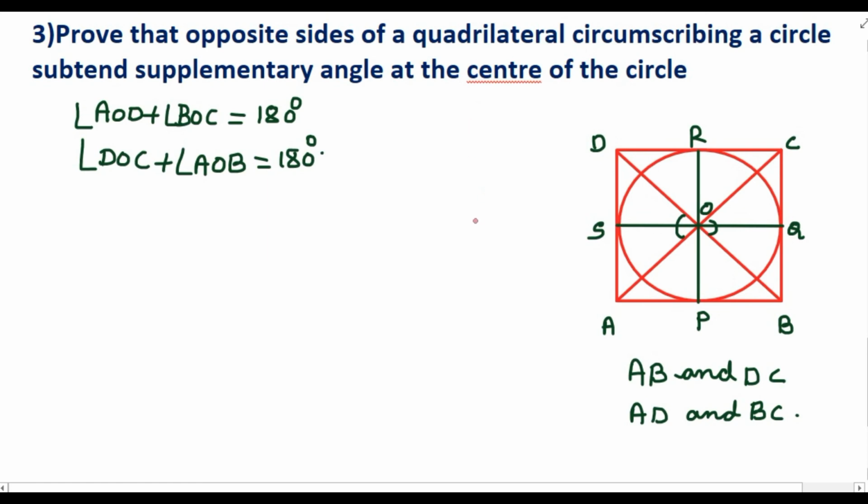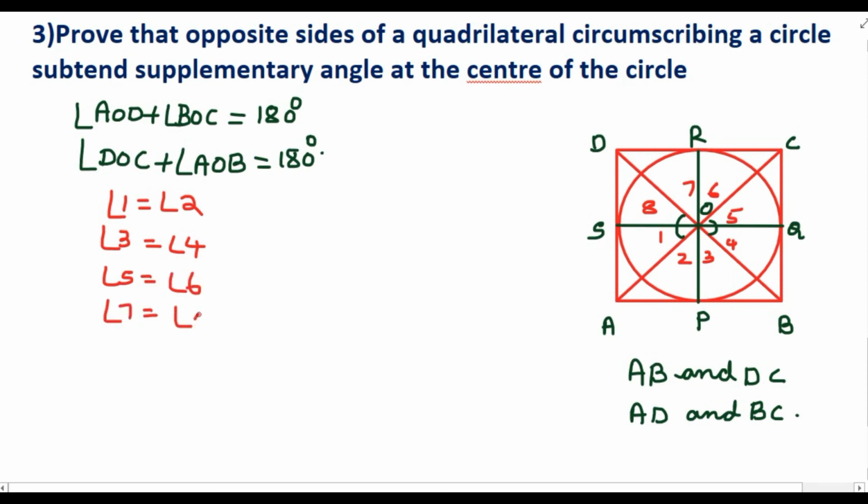Also, I am going to name the angles like this: 1, 2, 3, 4, 5, 6, 7, 8. I can write angle 1 equal to angle 2, angle 3 equal to angle 4, angle 5 equal to angle 6, and finally angle 7 equal to angle 8. How? We have already proved this.